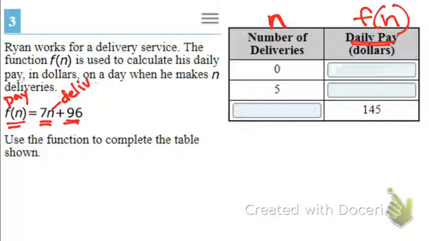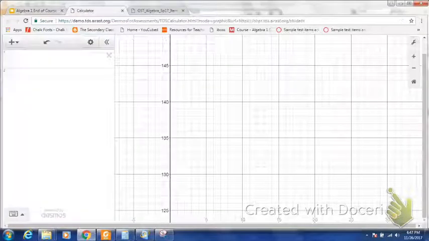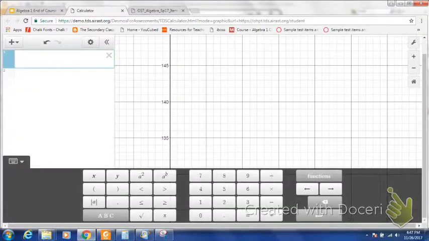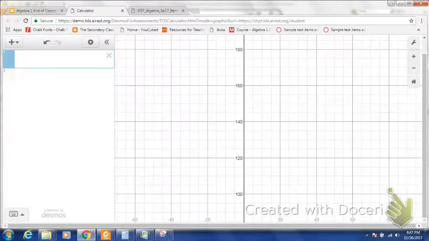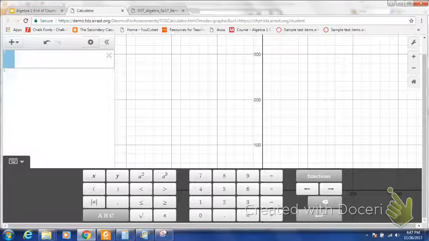I want to start off and show you how to do this using this awesome graphing calculator. It does the work for you, and so I want to make sure you know how to use this tool. So let's go to the calculator. If you click on calculator, it's going to take you to this. And so if you notice here on our graph, we just have an x and y axis. There's no n. So I am going to ask it to graph f of x instead of f of n.